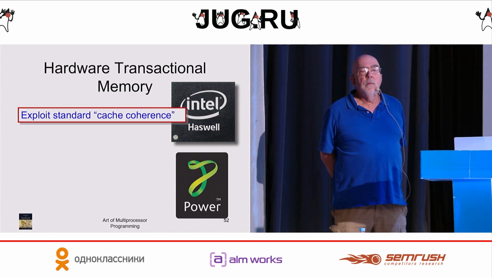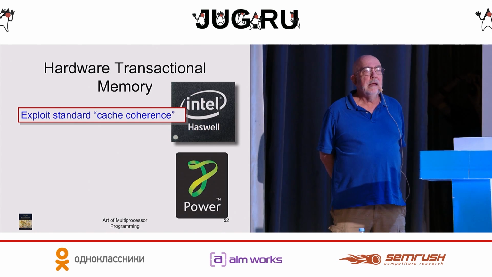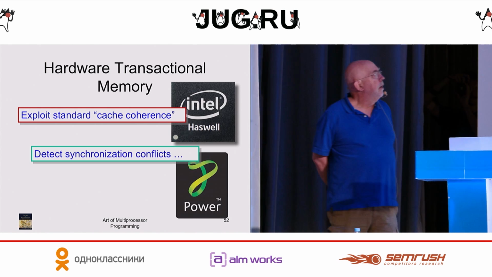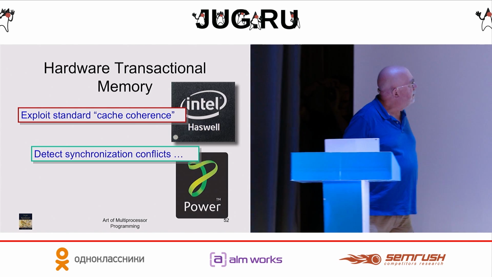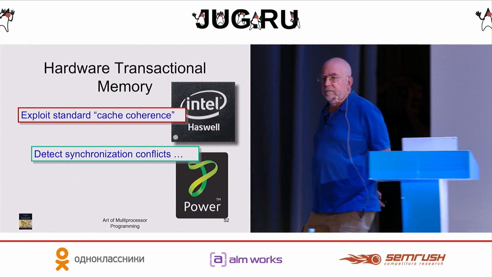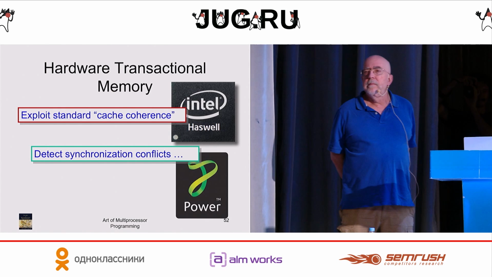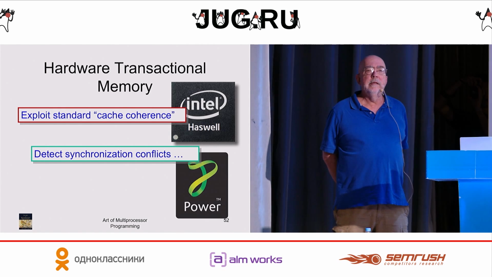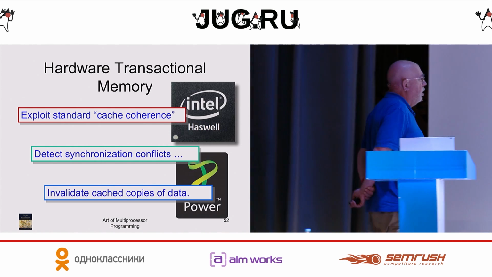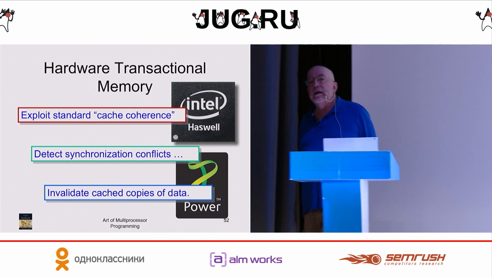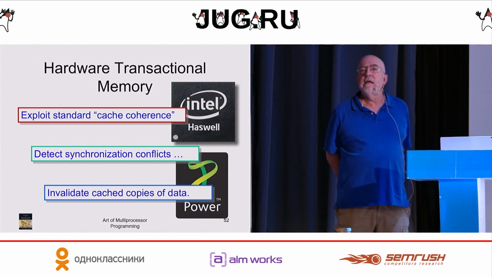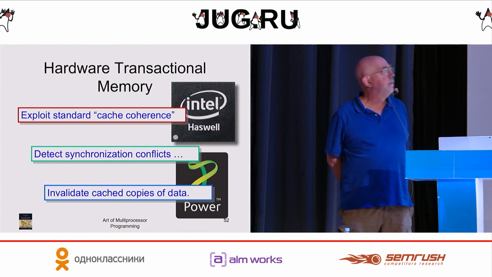The basic idea is that we're going to exploit standard cache coherence protocols. I'll explain what cache coherence is in a minute. But cache coherence protocols have two nice properties that we can use. One is they detect synchronization conflicts. If you write something and I read it, then the cache coherence protocol will detect this and do the correct thing. It also, if you have a cached copy of a piece of data and somebody modifies it, will invalidate it. It will tell you, be careful, that data that you have there is no longer good.